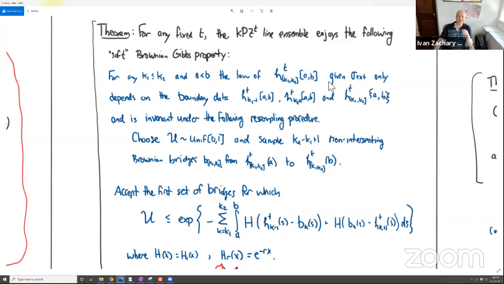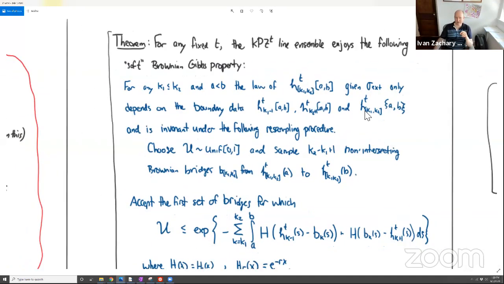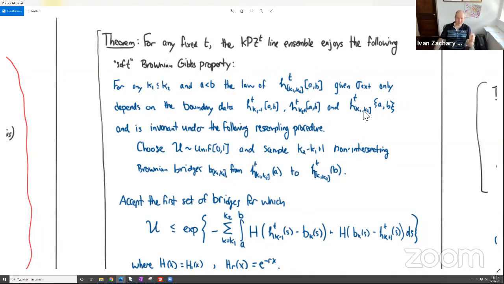And the claim is that the law of that, given the external sigma field, is only dependent on the boundary data, which is to say the values at A and B of the curves between K1 and K2, and the K1 minus first curve on the interval, and the K2 plus first curve on the interval AB. Moreover, the law is really invariant under the following resampling procedure.